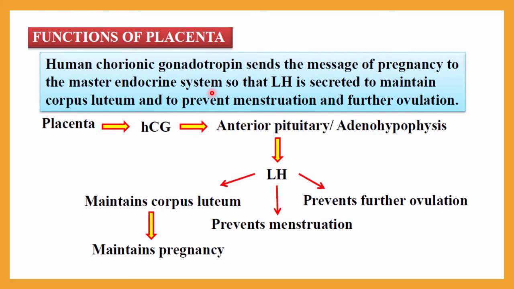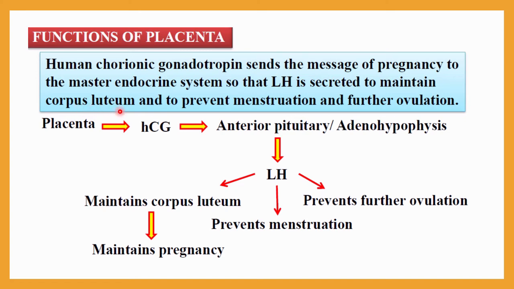Okay, so as a result of that, finally LH will be secreted by this system, and it will maintain the corpus luteum. As I already told you, corpus luteum is responsible for secretion of progesterone, right? So here LH will be secreted, and as a result of that, it will maintain the corpus luteum, and ultimately it will maintain the production of progesterone.